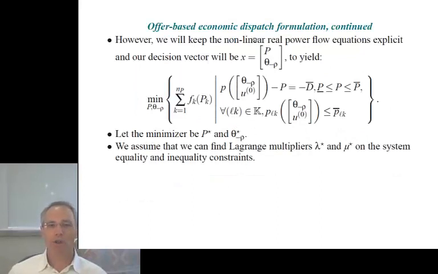We're going to keep the nonlinear real power flow equations explicit, however, so now we'll have a decision vector that consists of the real power generations and the unknown angles. We've gone back to considering costs that depend only on the real power injections. Let the minimizer be P star and theta star, minus rho, and let's assume we can find Lagrange multipliers, lambda star and mu star, on the system equality and inequality constraints. The equality constraints are power balance at each bus. The inequality constraints are the flow limits.